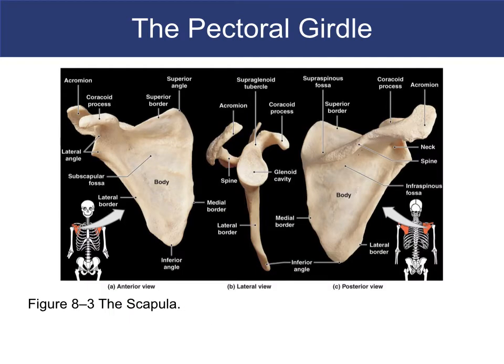There's all the fancy stuff. I think I've talked about all of it before. A couple of things that I didn't mention. This is the front side here against the ribs. This whole thing's called the body of the scapula.